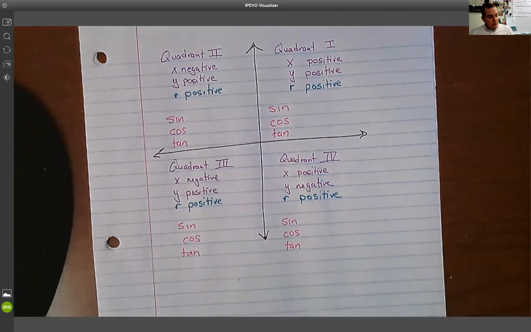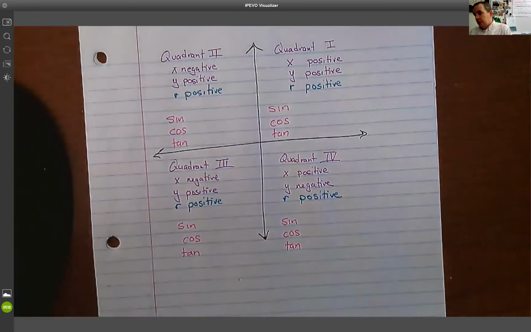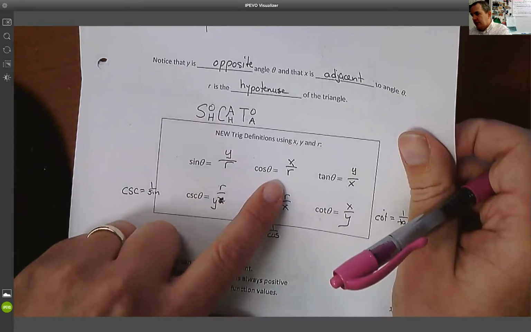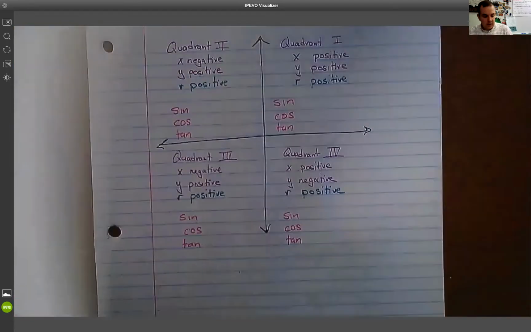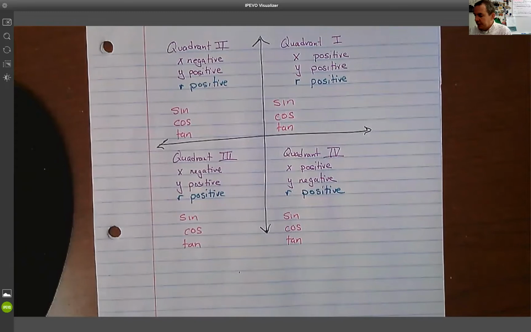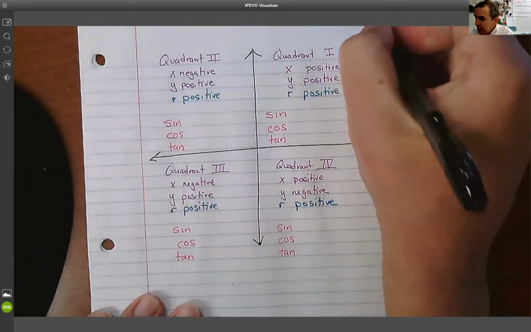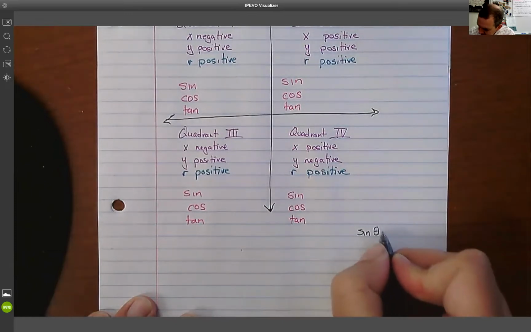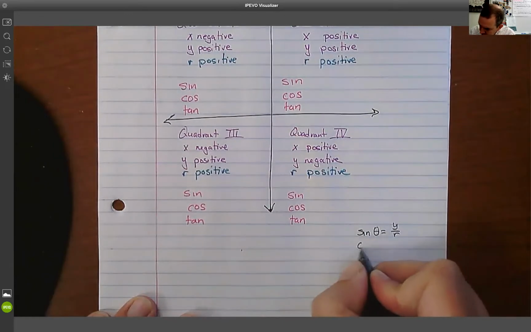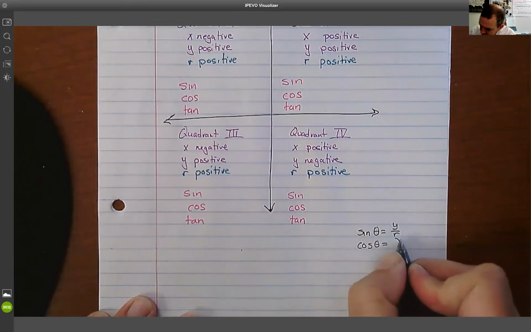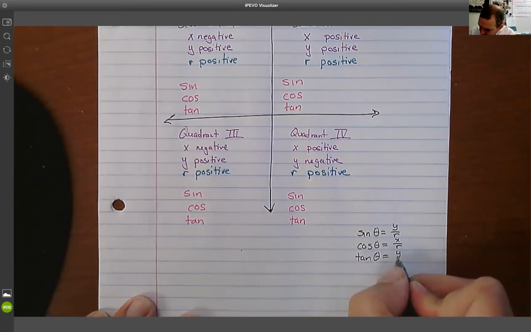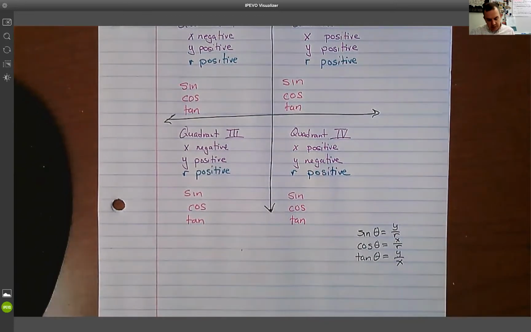What we're going to remember are all of these formulas. Sine is y over r, cosine is x over r, tangent is y over x. I'm just going to scribble them over here so we know: sine of theta is y over r, cosine of theta is x over r, and tangent of theta is y over x. Now we're going to go through and see what happens in each one of these quadrants.